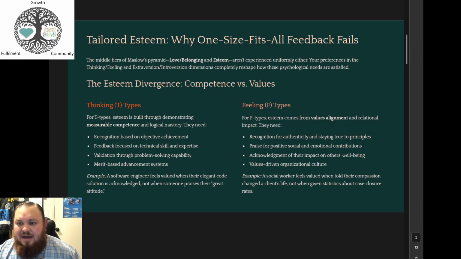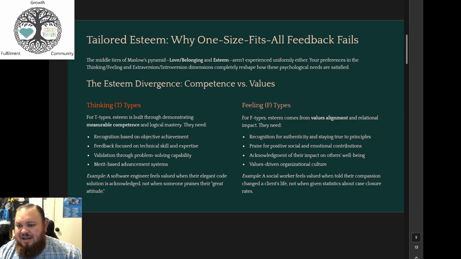So here we have why one size doesn't fit all. We have now, in Maslow's middle pyramid, love and belonging and esteem. We can see the difference between a thinker and a feeler, or feelings type. The thinker is going to be motivated or find more fulfillment in being recognized for their achievements, their expertise, and merit-based validation through their capabilities.